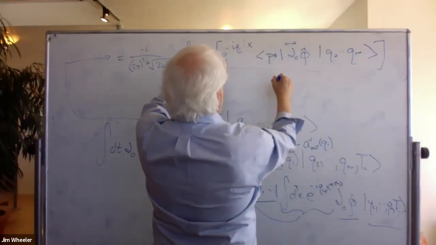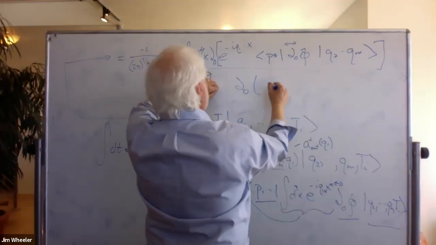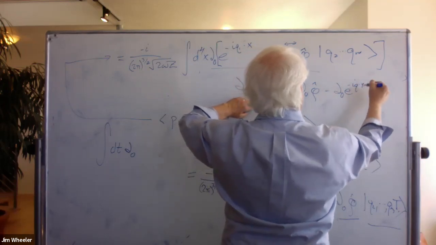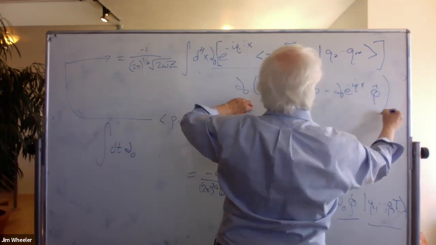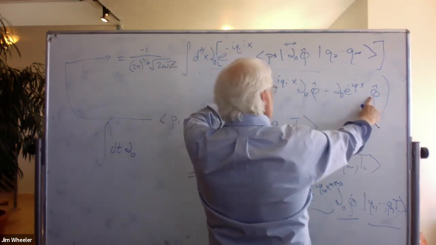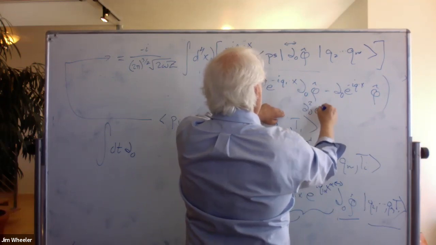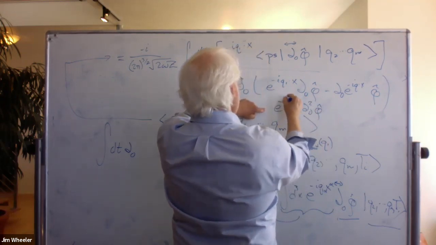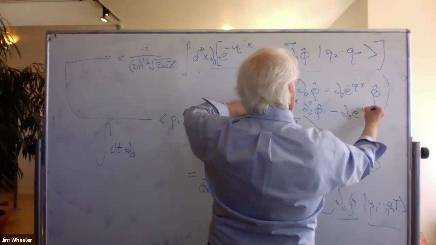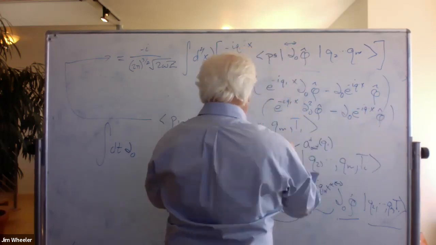as a d'Alembertian. We get a d0, we get a d0 squared. So this is going to turn d0 of e to the minus i q1 dot x d0 phi hat minus d0 of e to the minus i q dot x phi hat. Okay, that's what we're getting. So when this d0 hits that, it cancels the d0 hitting this. So we're going to get d0 squared on phi hat here with this exponential, and minus d0 on e to the minus i q dot x there.